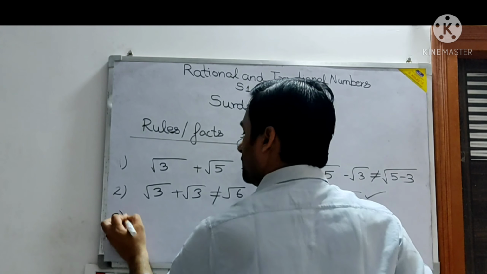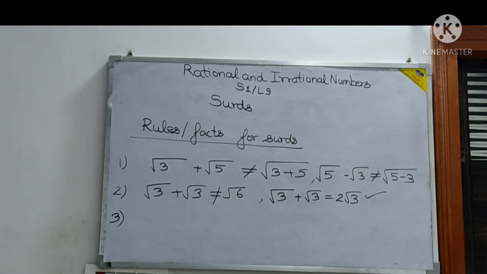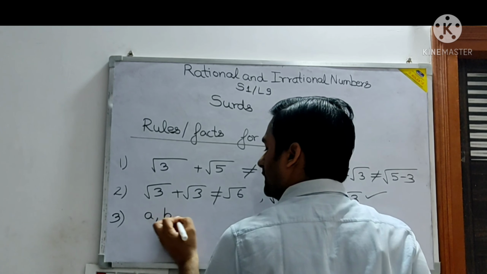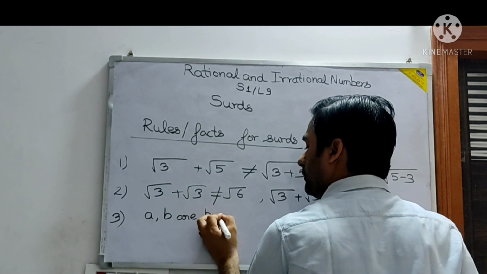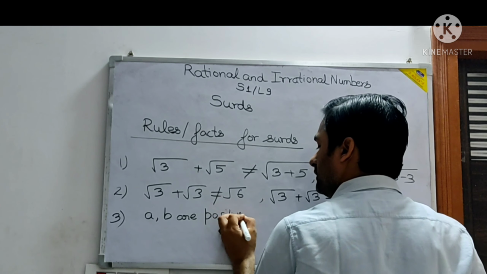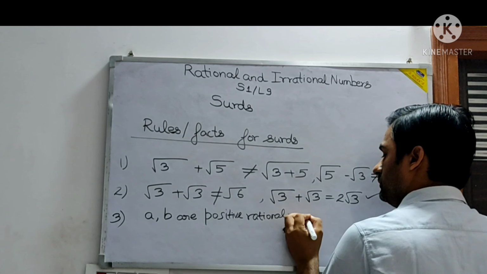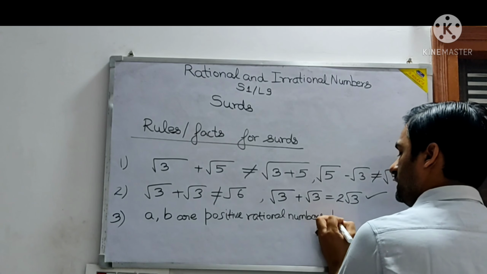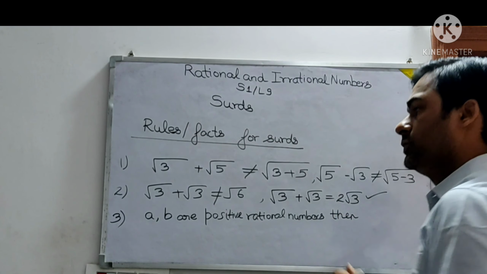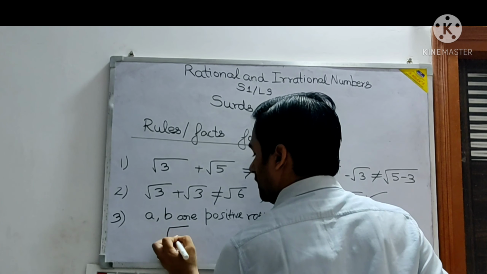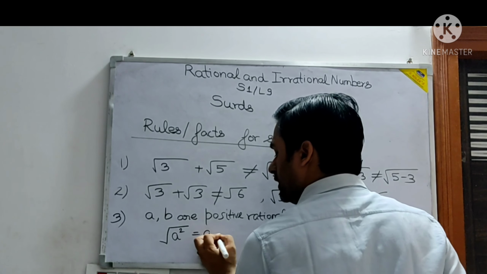And third rule is what? If A and B are positive rational numbers, then these things you must remember. Then what you can write? Under root of a square is equal to what? A. This you already know.